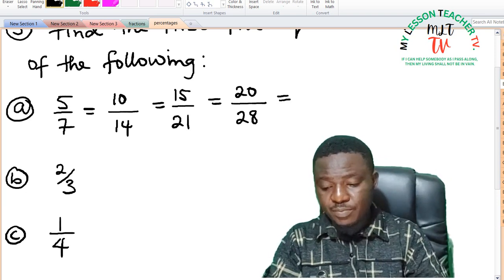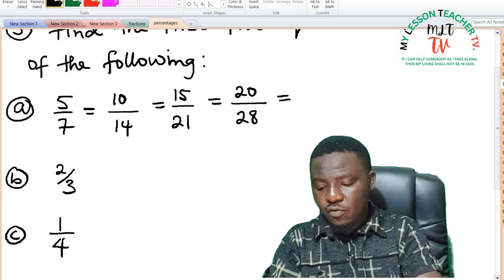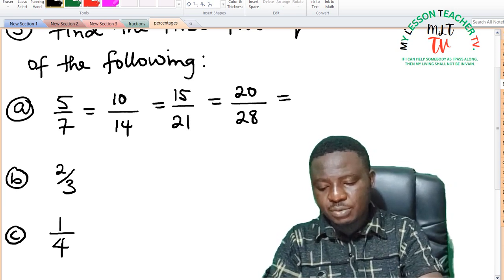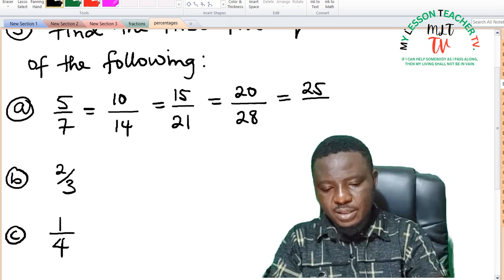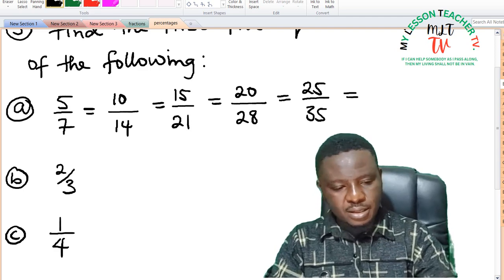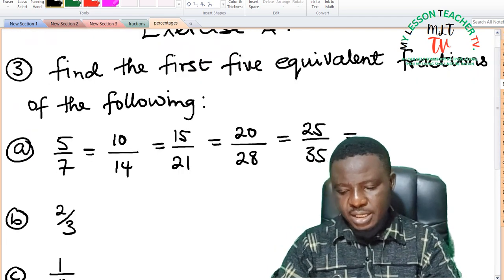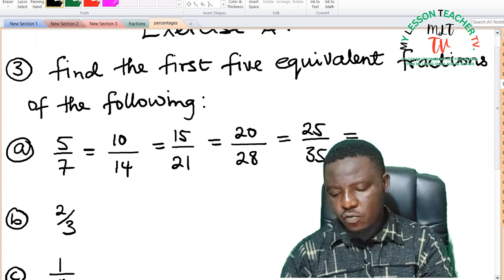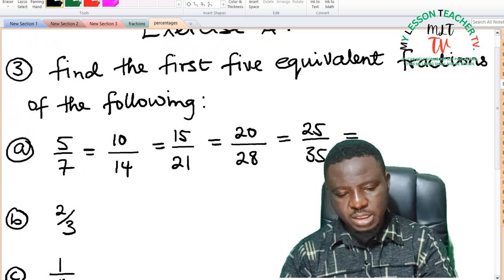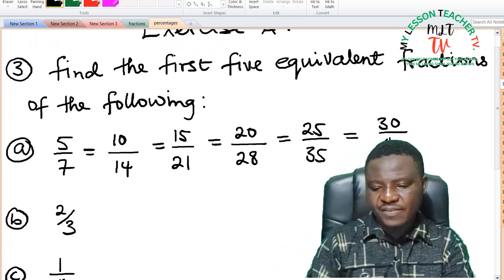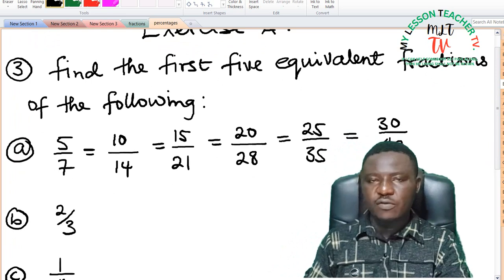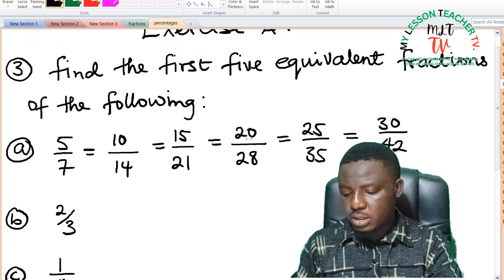The next is going to be 5 over 7 times 5. This becomes 25 divided by 35. And the fifth equivalent is going to be 5 over 7 times 6. This is going to be 30 divided by 42. So these are the first 5 equivalents of 5 over 7.